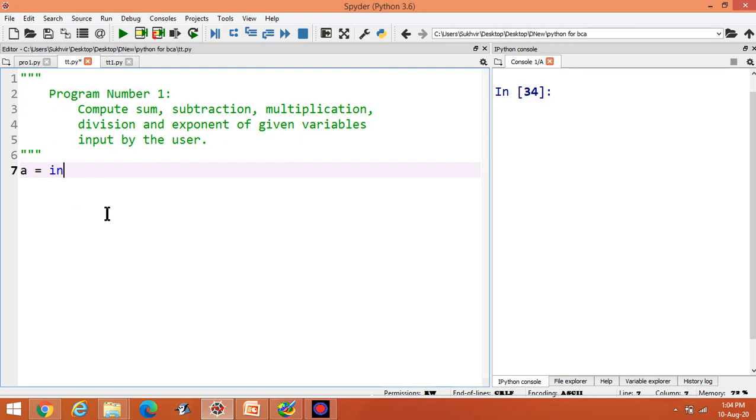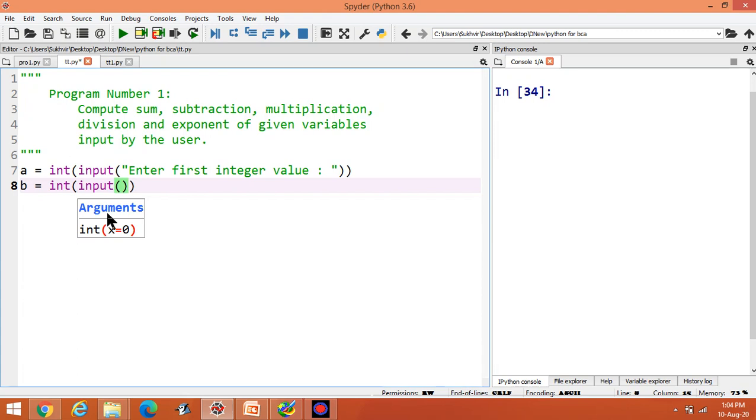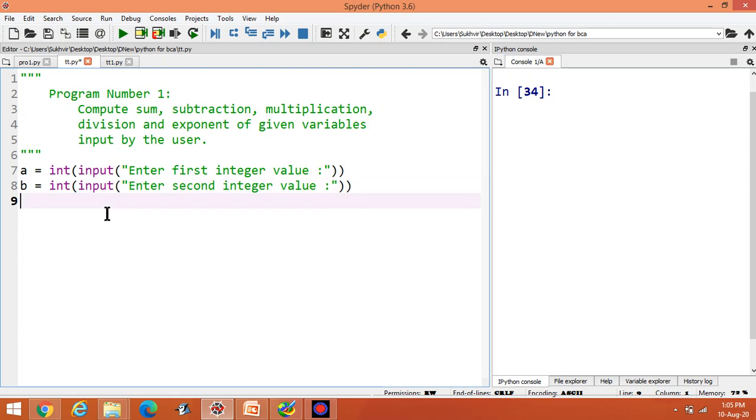Suppose I take the first integer value from the user as a, input, enter first integer value. And the second variable b, int input, enter second integer value. In this way you can enter the variables in Python.